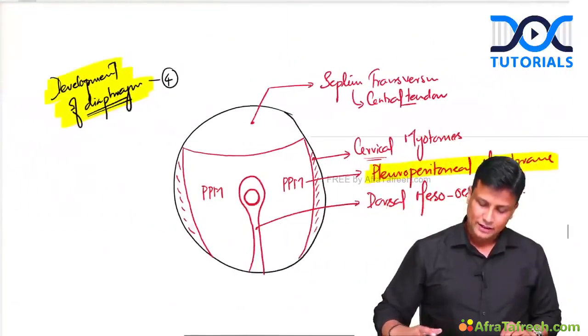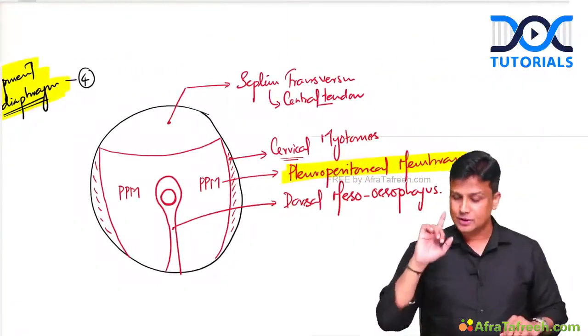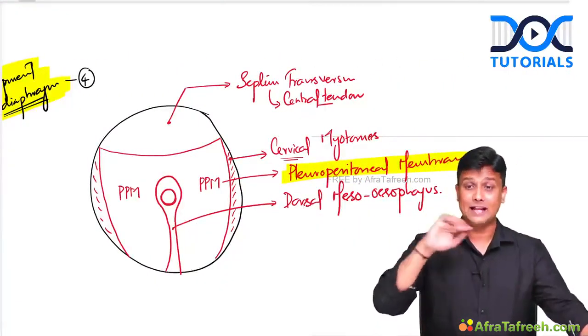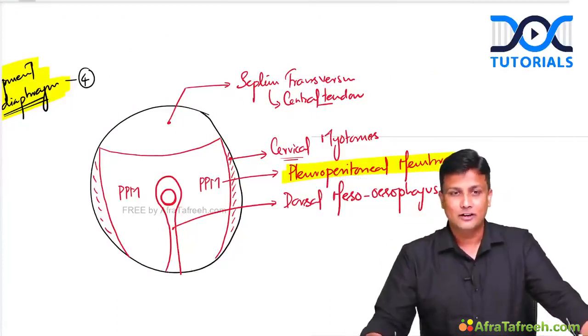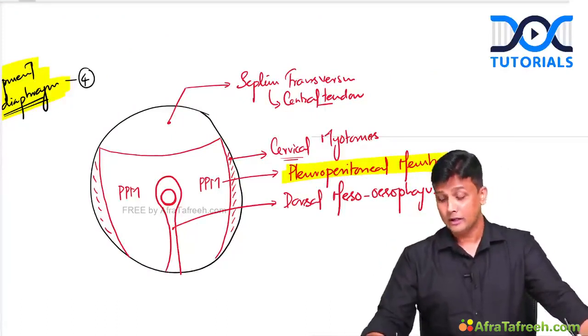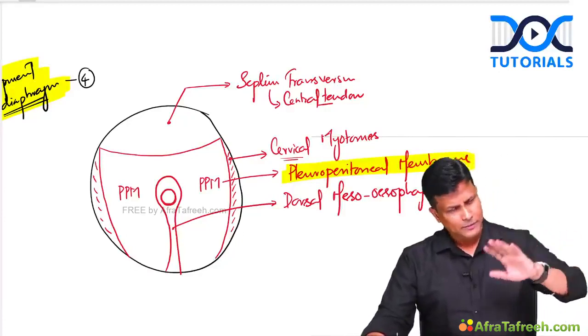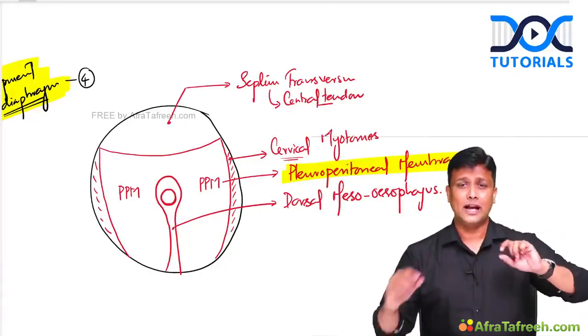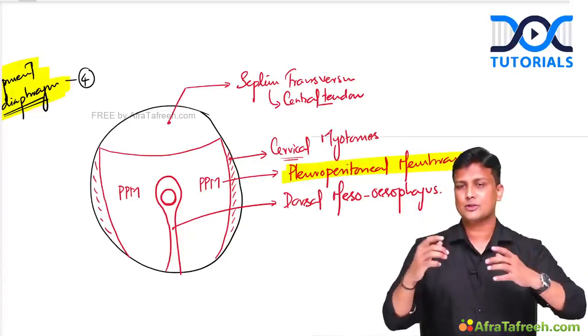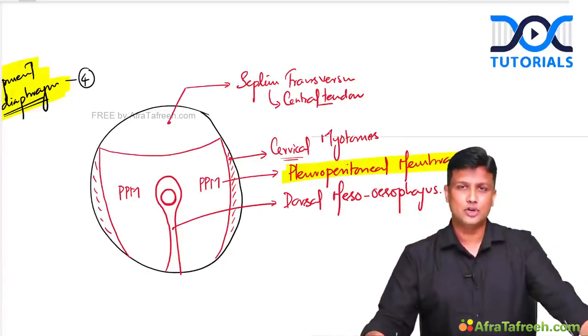So congenital diaphragmatic hernia will occur due to the absence of pleuroperitoneal membrane. If that membrane is absent, it will lead to congenital diaphragmatic hernia. And one more thing, sometimes this membrane is present there, but it is very much thin. If that membrane is very much thin, what is going to happen? It will lead to eventration of the diaphragm.